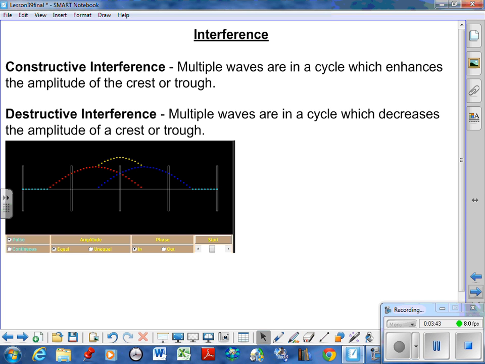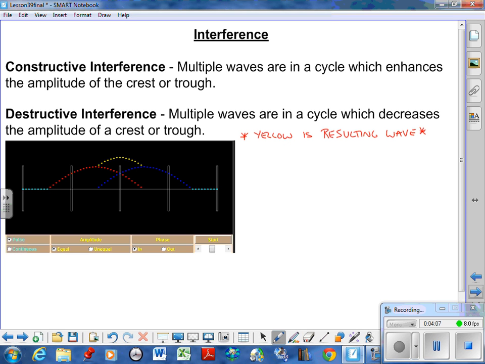So a couple of things I want to point out here then. We have 2 waves interacting. We have the red and the blue one, and the yellow is our resulting wave. It'll be black and white for you, so you may want to make sure you note that. So yellow is the resulting wave.